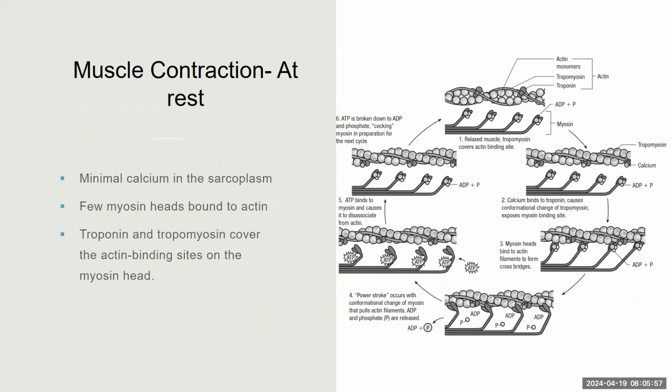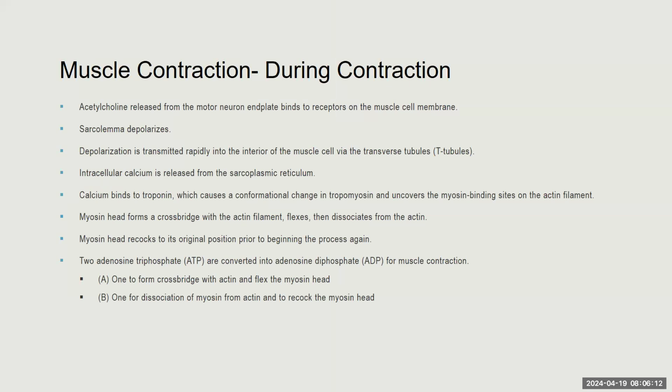At rest, there's minimal calcium in the sarcoplasm. Only a few myosin heads are bound to actin, and troponin and tropomyosin are covering the myosin binding sites on actin. During contraction, acetylcholine is released from the motor neuron end plate and binds receptors on the muscle cell membrane, causing depolarization of the sarcolemma, which is transmitted rapidly into the interior of the muscle cells via the T tubules. Intracellular calcium is released from the sarcoplasmic reticulum, and that calcium binds to troponin, which causes a conformational change in tropomyosin and uncovers the myosin binding sites on the actin filament.